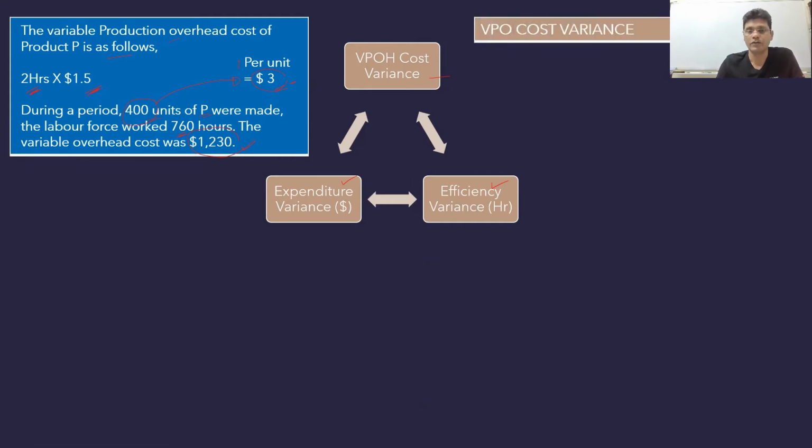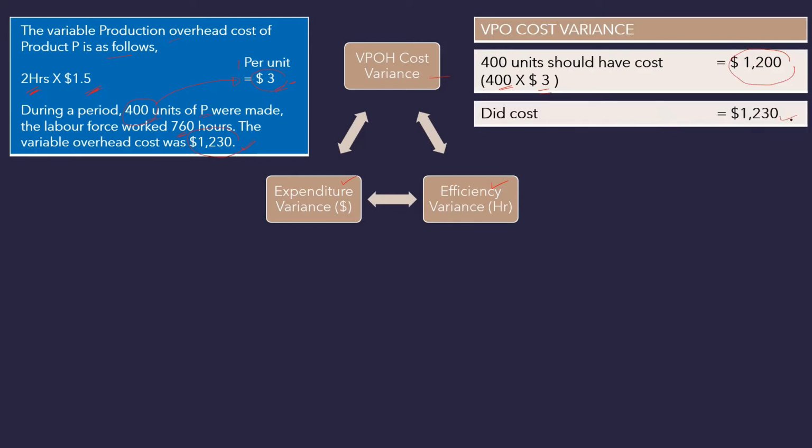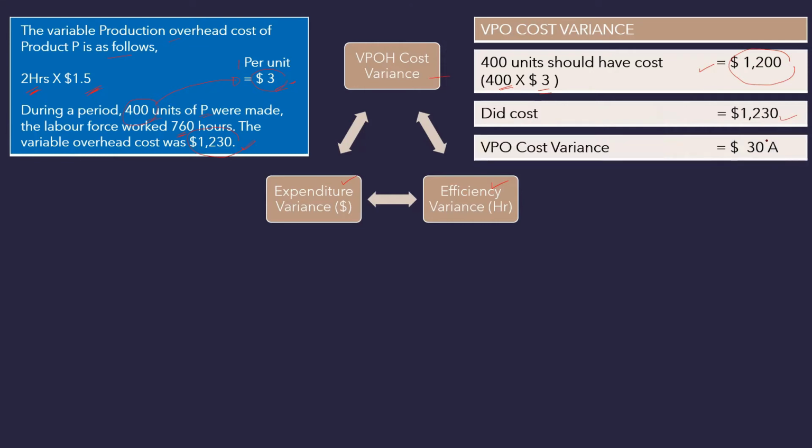Variable production overhead cost variance: on 400 units, you should have incurred 400 times 3, which is 1,200. But it cost 1,230, more than the budget, more than the planned cost. Therefore, there's an adverse variance of $30 on the variable production overhead cost. This is the total variance, and it consists of expenditure and efficiency.